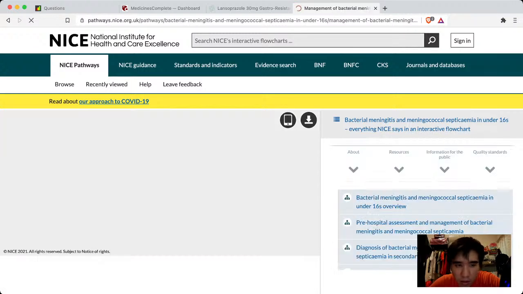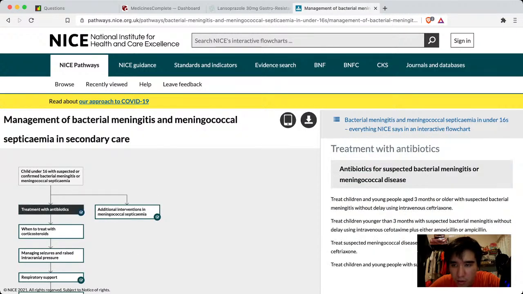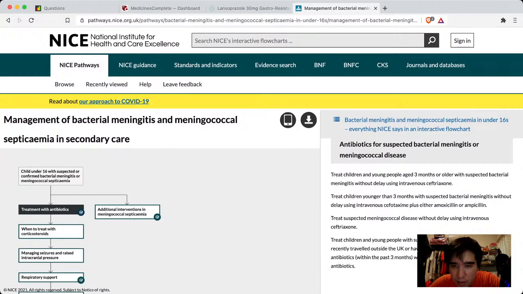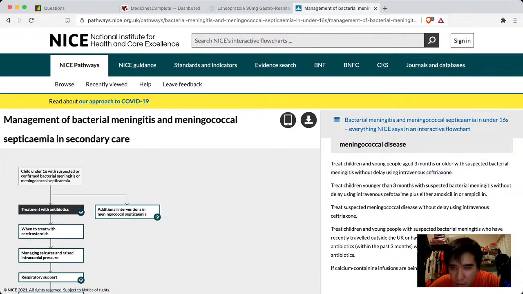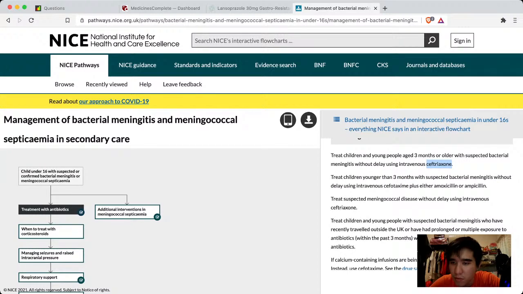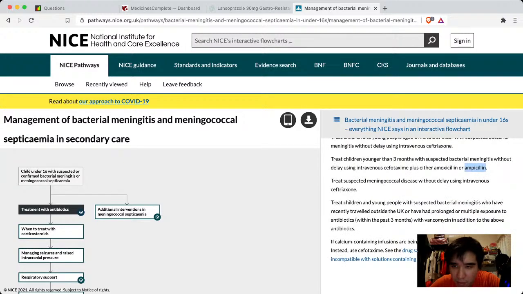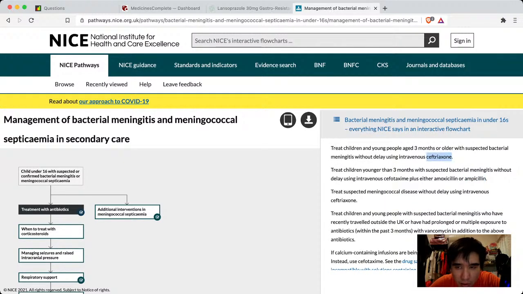Management in secondary care. Treatment with antibiotics. Treat children and young people aged 3 months or older with suspected bacterial meningitis without delay using intravenous ceftriaxone. So more than 3 months, ceftriaxone. Younger than 3 months, use cefotaxime. These are all cephalosporins, plus either amoxicillin or ampicillin. Okay, remember this. More than 3 months, ceftriaxone. Less than 3 months, cefotaxime plus amoxicillin or ampicillin.